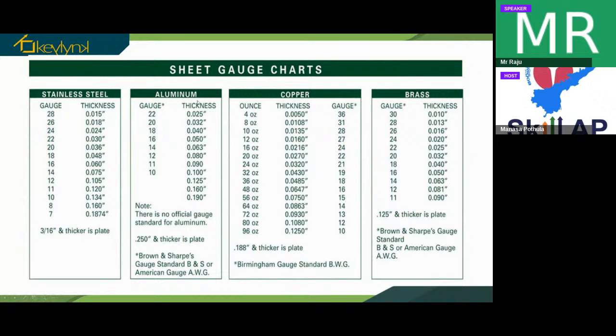And the same goes for aluminium. It differs from metal to metal. Different metals will have different gauge numbers and thicknesses. We have copper, and we also have the ounce chart here, which has different gauges. For example, 36 gauge copper will have about 0.0050 inches of thickness, and the same goes with brass.